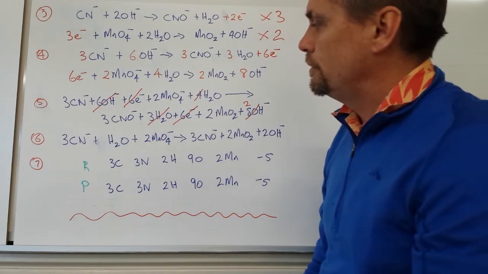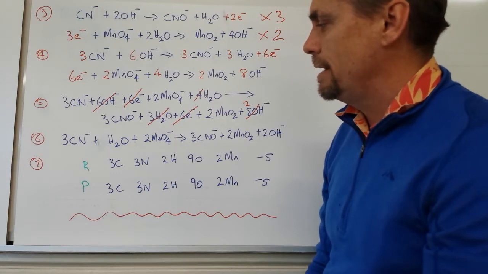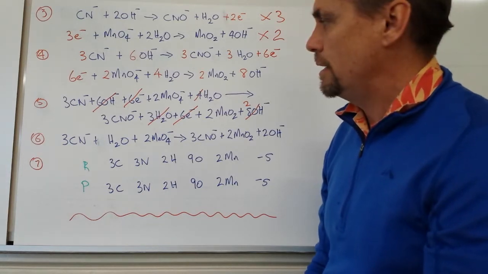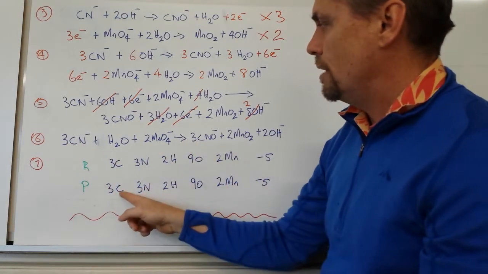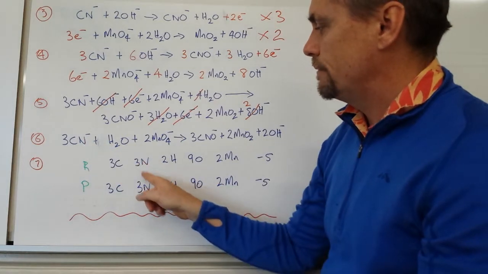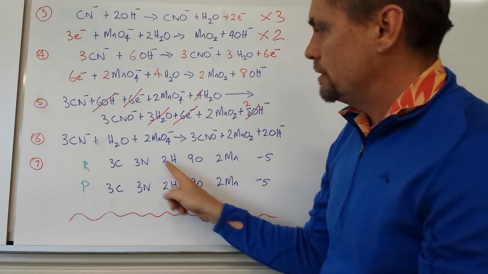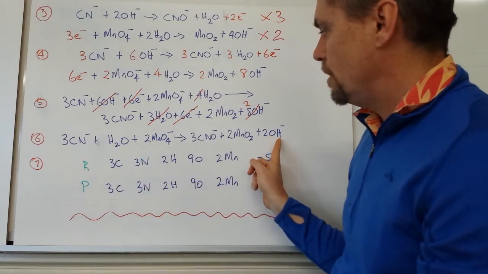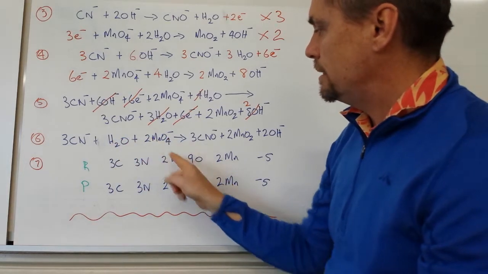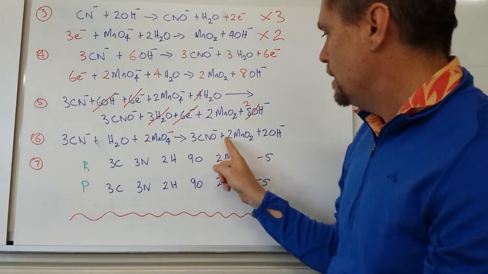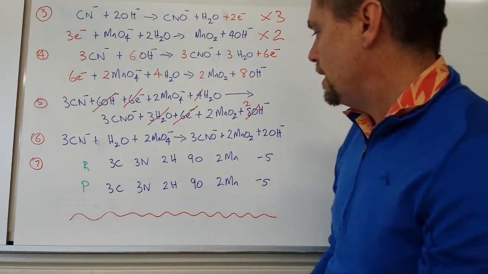Let's check how we went. And we do that by balancing the number of atoms on the left and right hand side and the overall charge on the left and right hand side. So we have 3 carbons on the left, 3 carbons on the right. We have 3 nitrogens on the left, 3 nitrogens on the right. We have 2 hydrogens on the left, 2 hydrogens on the right. We have 9 oxygens on the left. We get 1 plus 8 gives us the 9. We have 3 plus 4 plus 2 gives us 9 on the right hand side as well.